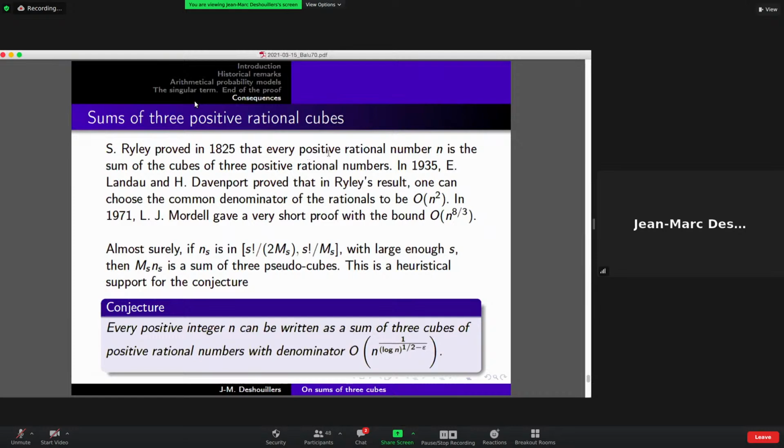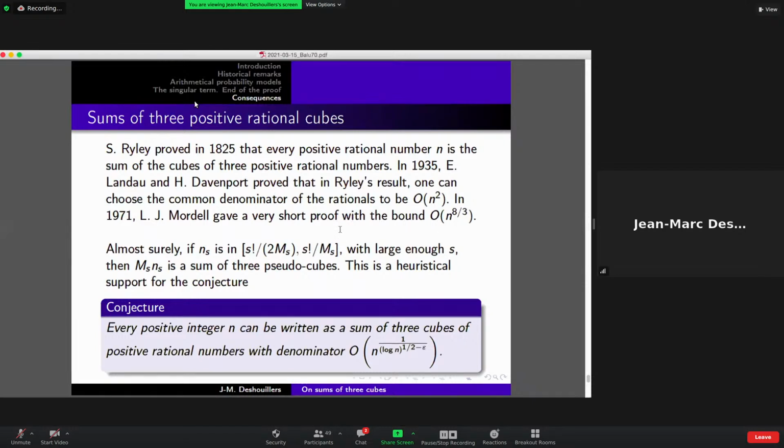And then the question is also to know what can we say when we want to represent n. What can we say of the size of the denominator? One can choose the common denominator of the rationals to be big O of n squared. This was proven by Landau and Davenport in 1935, and it was published much later on. And it is in the course of this publication that Mordell was interested in this question. Now the proof is short, but the experiment is worse.